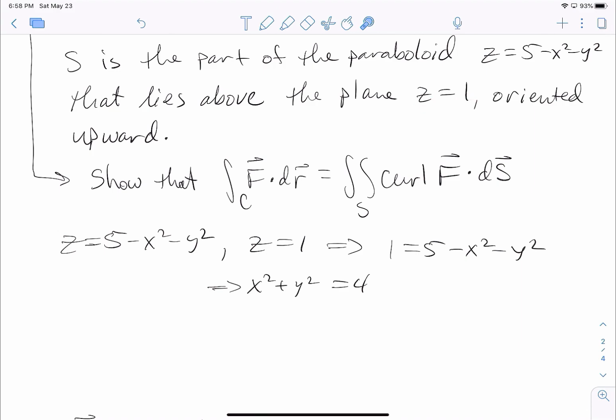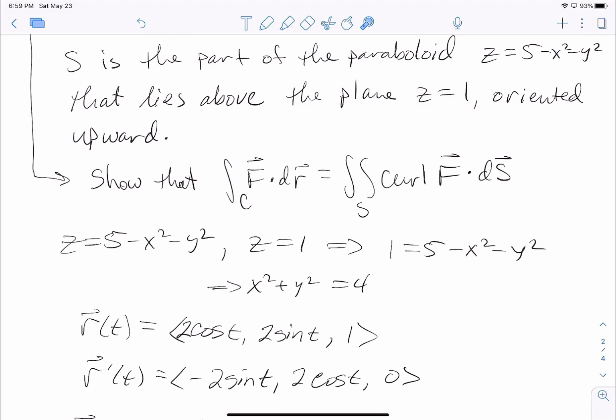And so our parameterization in terms of t is going to be r of t equals 2 cosine t, 2 sine t, 1. And folks, we're using t here and not x and y because we're looking at the line integral over C of F dot dr. This should have only one dimension because dr is going to include a dt. So we're limited to one variable for the parameterization. r prime of t is, of course, negative 2 sine t, 2 cosine t, 0.